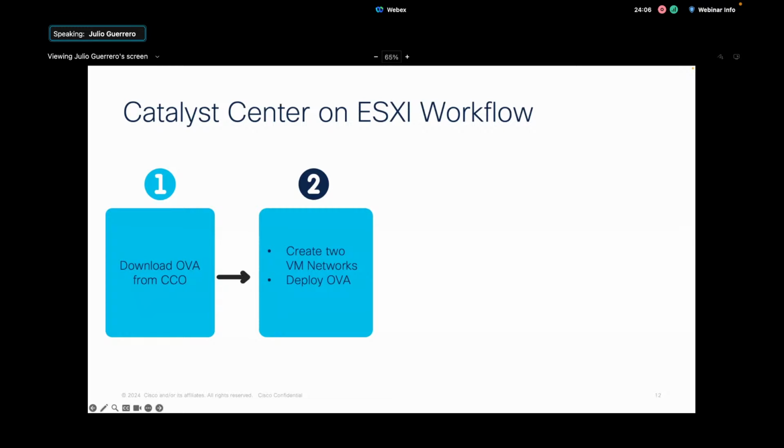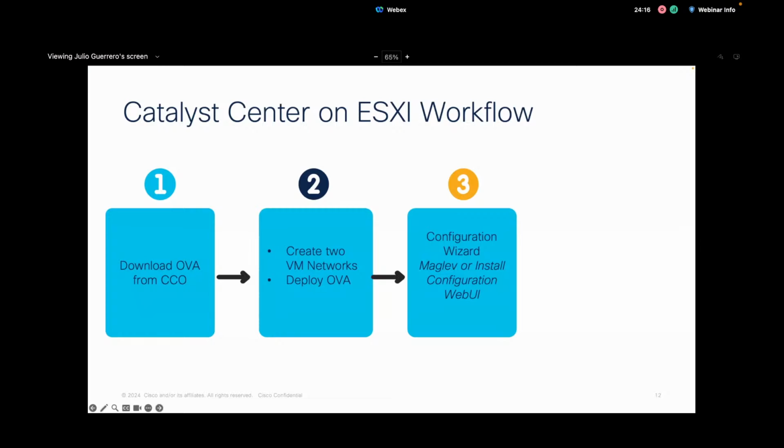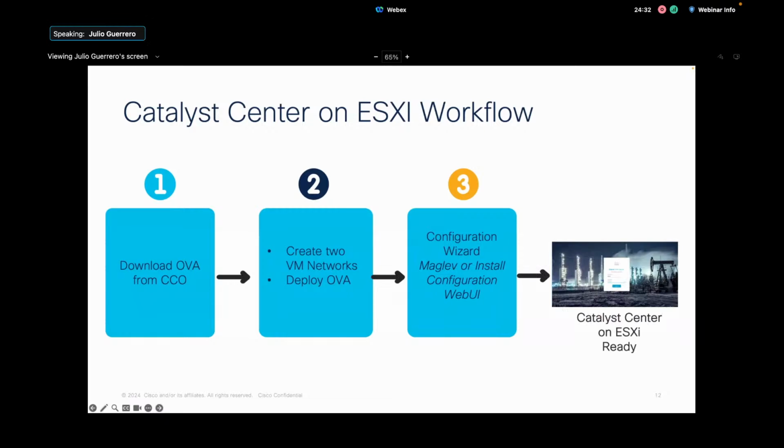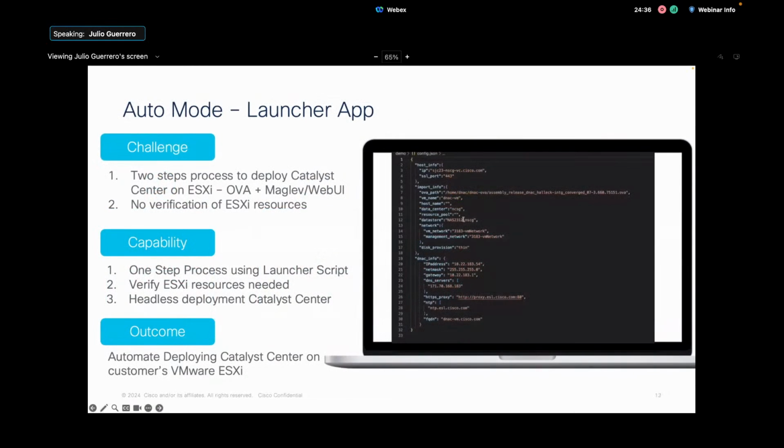You will create your virtual networks on your ESXi environment, either vSphere or ESXi standalone host. You will deploy the OVA, and then you will go over the configuration wizards as soon as you turn on the VM and it gets ready to be configured. In the configuration wizard, you will use either the Maglev wizard or the installation configuration web UI. After that, you will get your Catalyst Center up and running. Again, this will take about 60, 90 minutes or so to get completed.